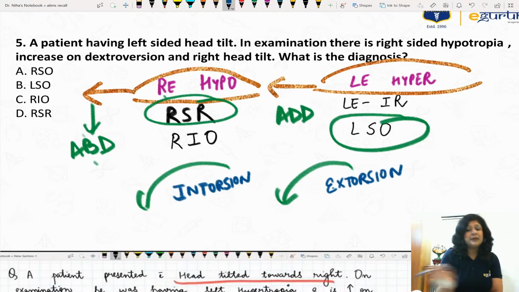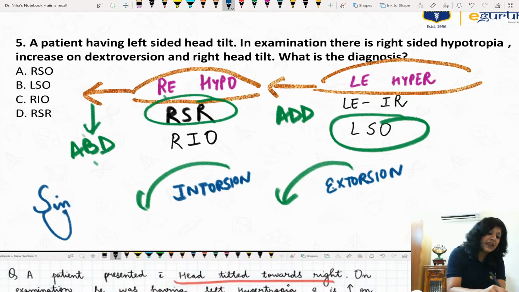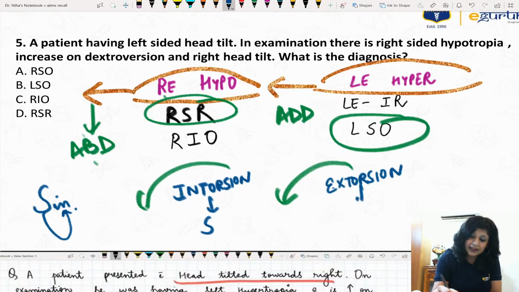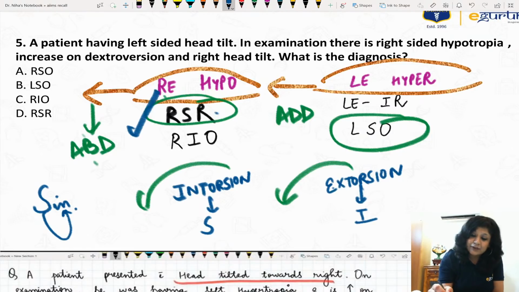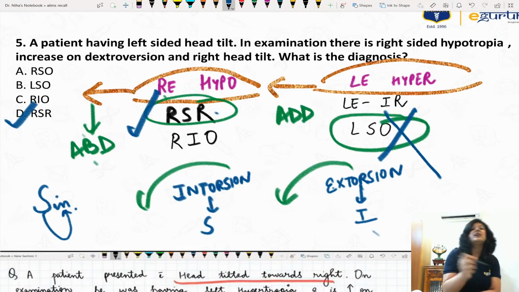Now apply the simple funda, that is superiors are intorters. So I require a superior muscle here and I require inferior muscle here. Now see here, right eye superior rectus, yes, this can be there. While if you see left eye superior, so I require the inferior muscle, this is not. And you have got the answer, right superior rectus. Don't see anything else, just follow 3 steps, see in which eye we have hypertropia, in which gaze it is increasing and in which head tilt it is going on. You are there with the answer. Okay.